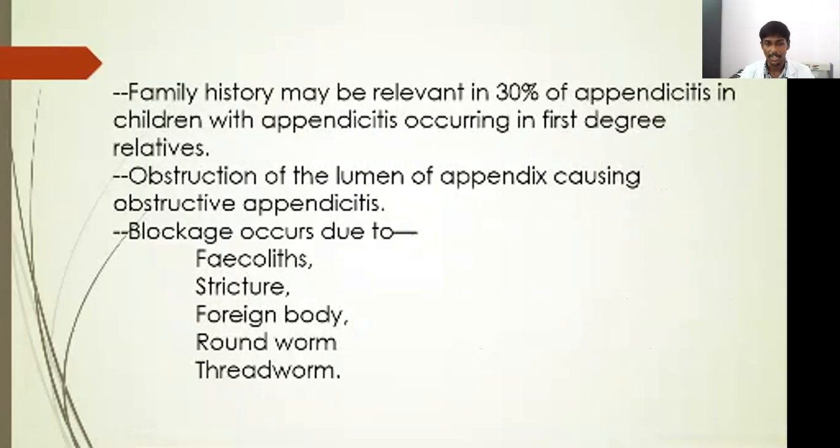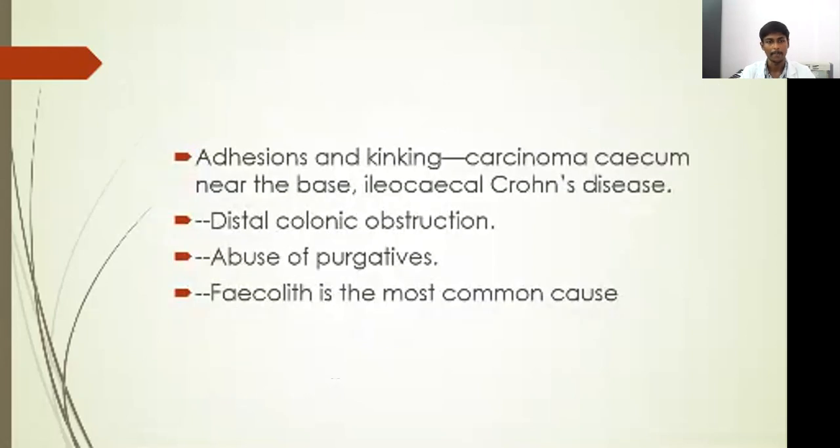Blockage occurs due to the following features: fecoliths, the commonest cause for blockage causing appendicitis, and stricture. Sometimes a foreign body may also cause appendicitis. Roundworm and threadworm are more common in our Indian nation. Adhesions and kinking can result, as can carcinoma cecum near the base. Even in ileocecal Crohn's disease it can be seen. Distal colonic obstruction and abuse of purgatives are other causes. Fecolith is the commonest cause, as we have seen already.